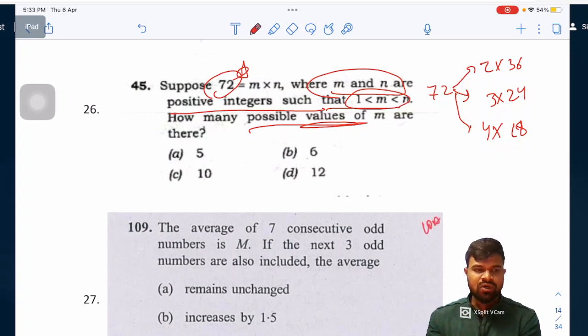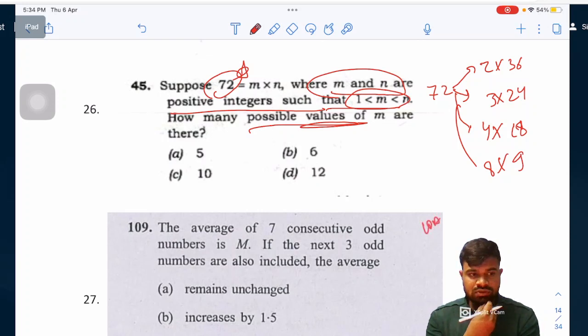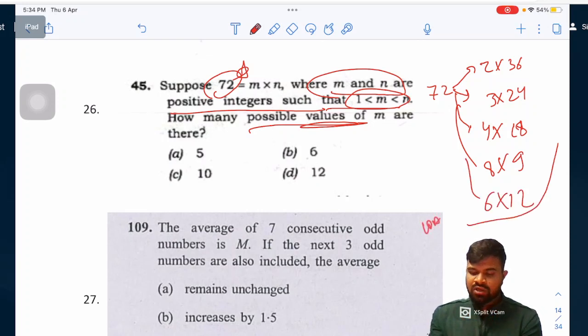And 8 into 9 is also there. Is there any other possibility? Is 72 divisible by 12? Yes, 6 into 12. So these are the possibilities.